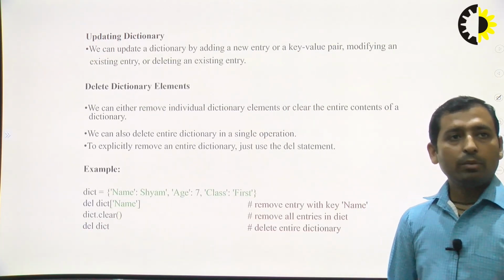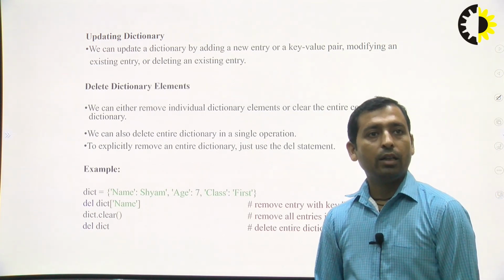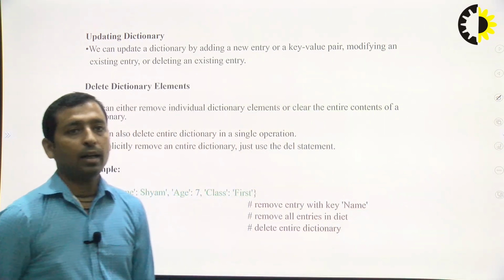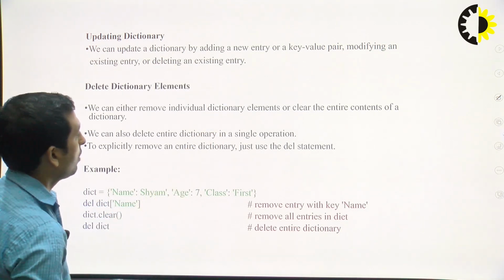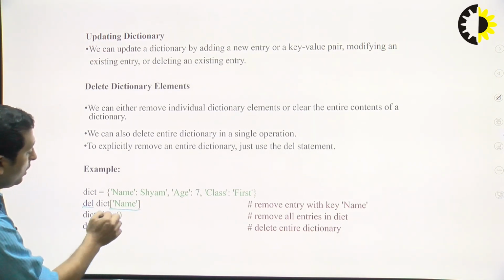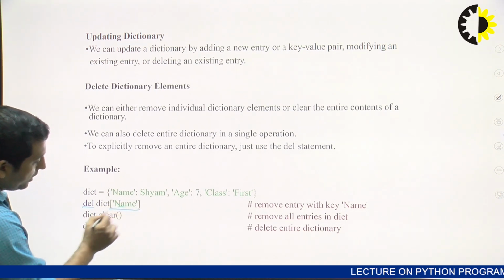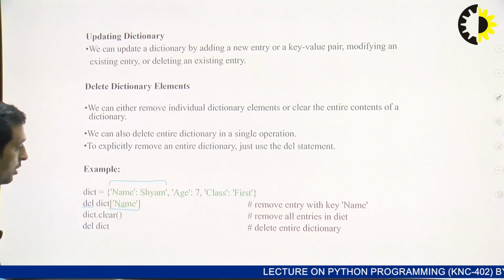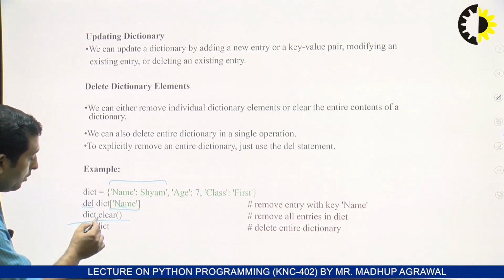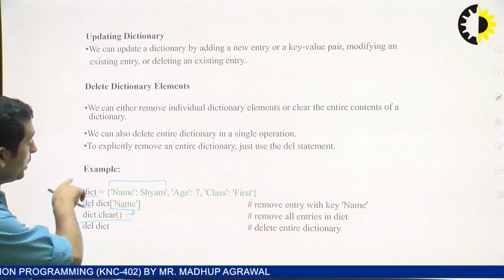Now updating a dictionary. We can update a dictionary by adding a new entry or key value pair, modifying an existing entry, or deleting an existing entry. Key is an immutable type. To delete dictionary elements, we can either remove individual items or clear the entire content of the dictionary. Here, delete the name key value pair, the pair which has name as the key. So this will remove this particular item. If you want to clear all the dict items, then we use the clear statement. This will clear all the items, but the empty dict will still be present in the memory.